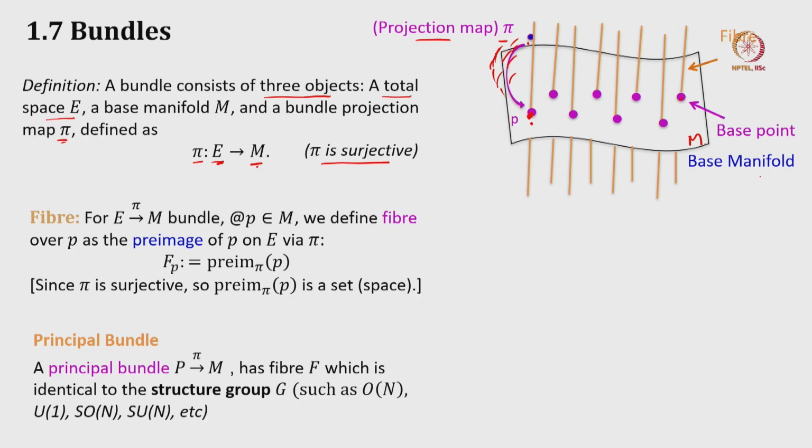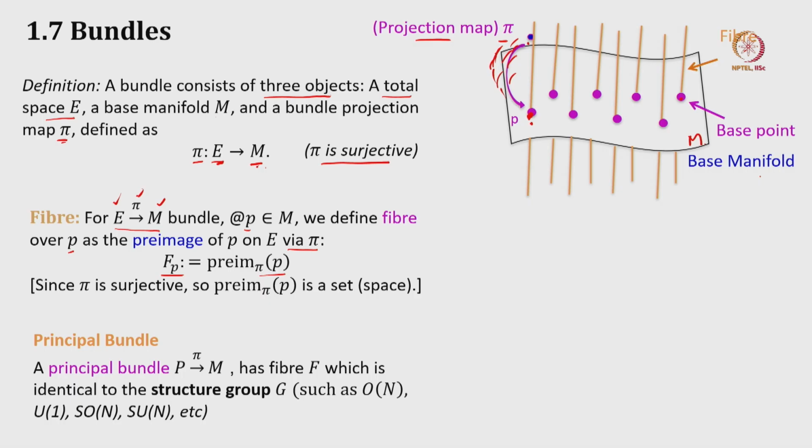So, a bundle is denoted by three things: base manifold, projection map and total space. At every point we define the fiber over a base point as the pre-image of this point on the total space via this map. Okay. It is kind of the opposite, but not the inverse, and that is what we call the fiber. All right. This definition is clear.